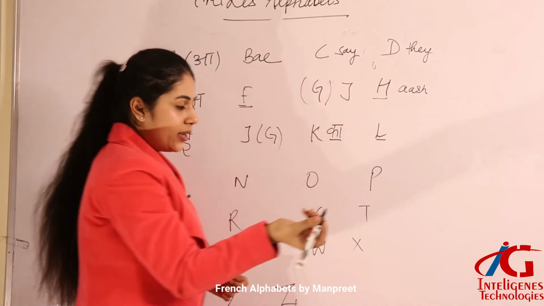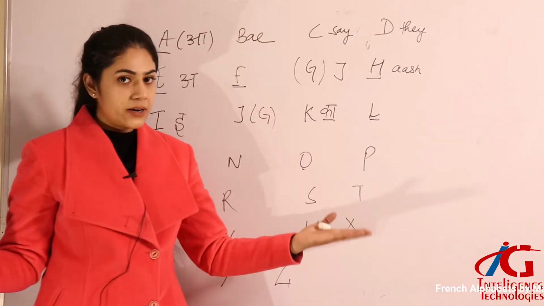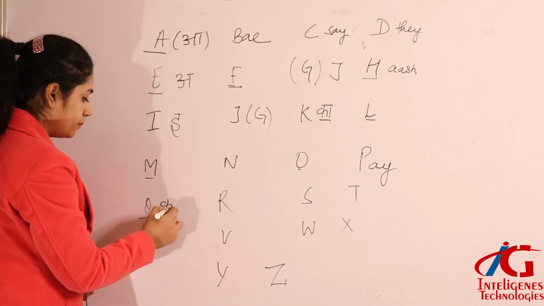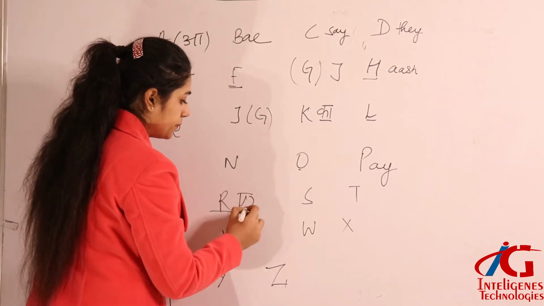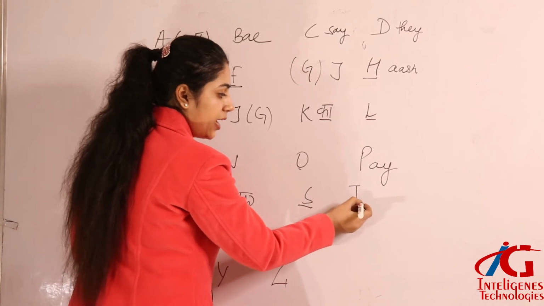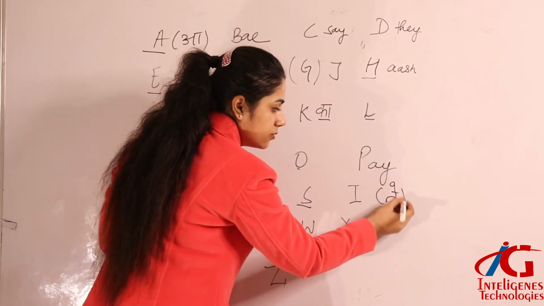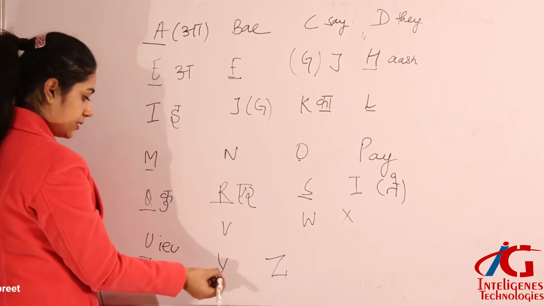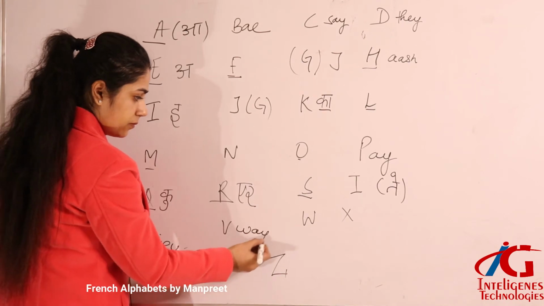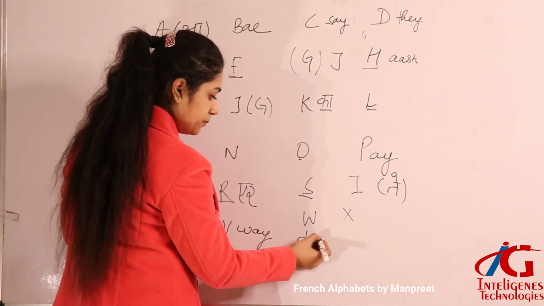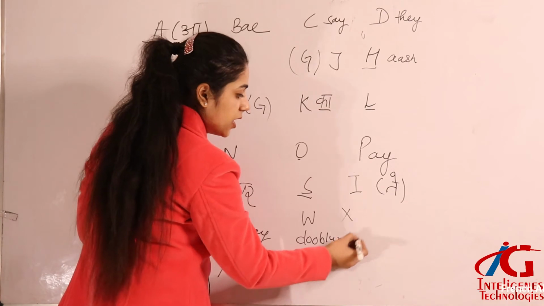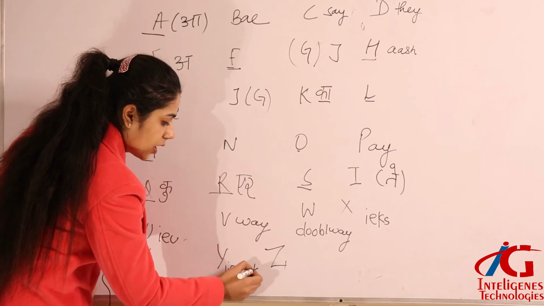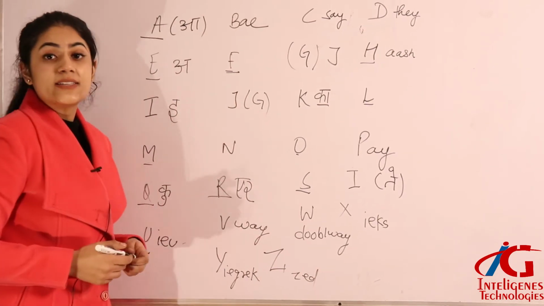L is L only. M, N, O, they are same. P is P. This is Q. This is air. This is S. This is Te. So Te means this Te. So Te. This is EU. This is W. This is W. This is X. This is Y. And Z. So let's revise.